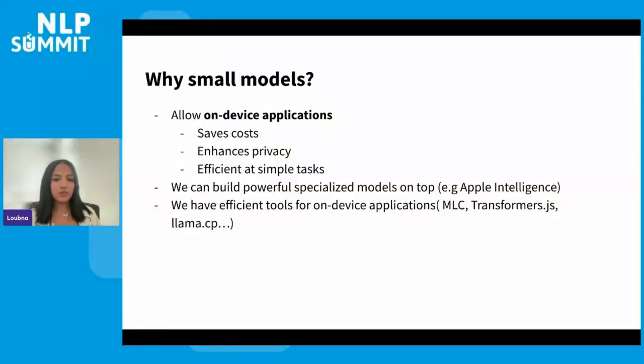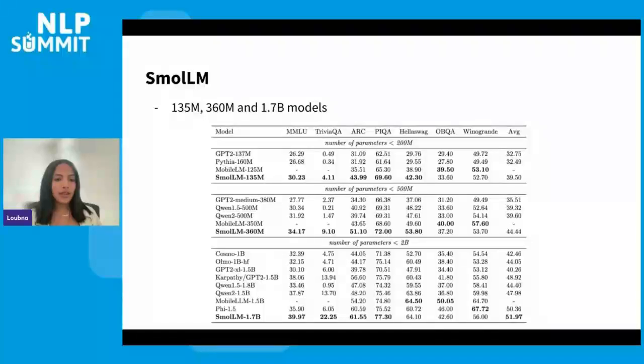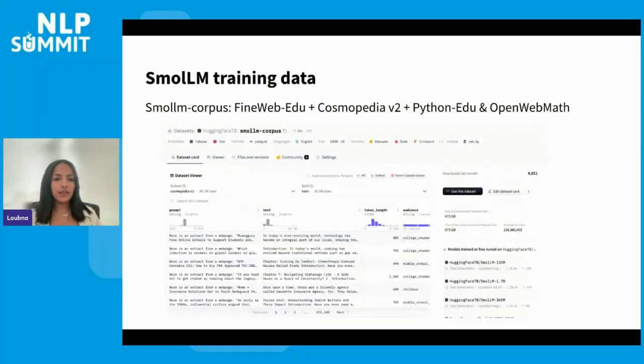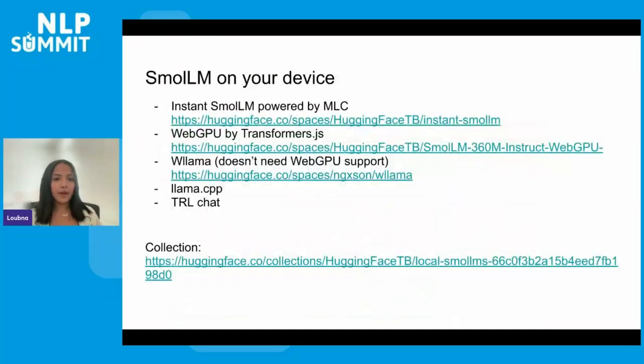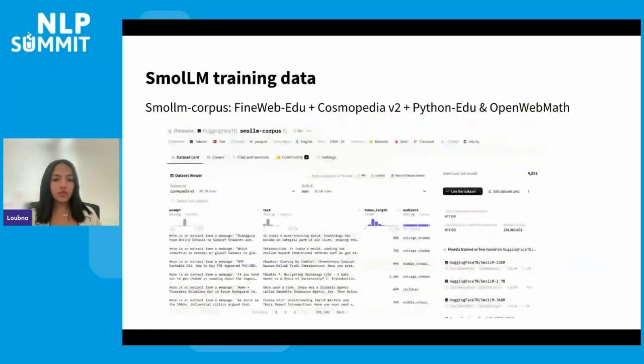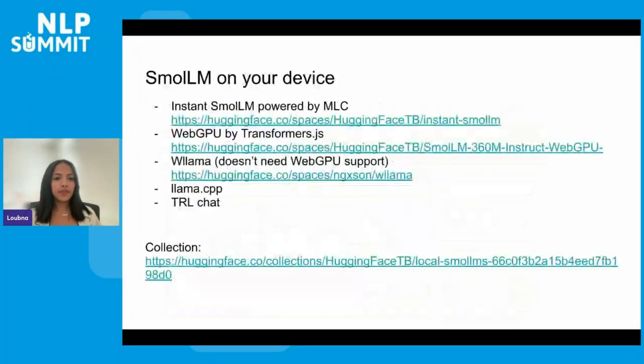And we also have some tools to develop these applications. So SmolLM comes in 3 sizes, and in each size category, they were the best at the time of the release. And this was possible thanks to the high quality datasets that we built. It was pre-trained on SmolLM-Corpus, which has FineWeb-Edu, Cosmopedia v2, Python-Edu, and OpenWebMath. So that was our models. They were trained on either 1600 billion tokens or a trillion.